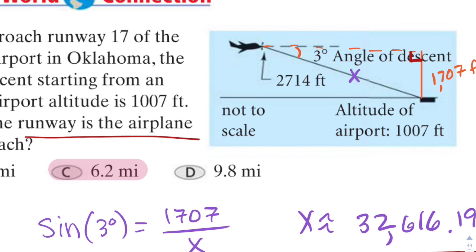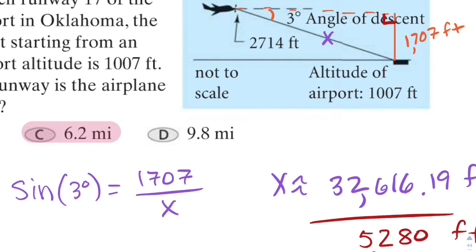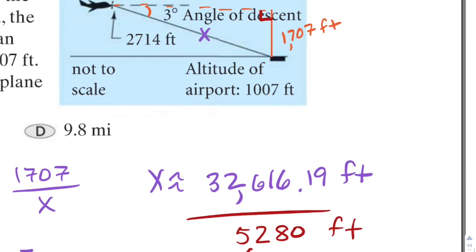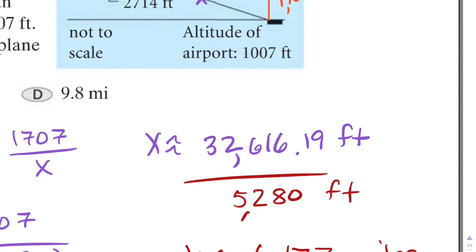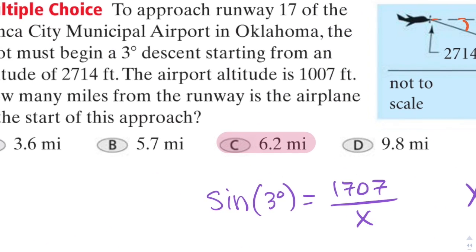So we use sine of 3 equals opposite over hypotenuse, 1707 over x, and then we solved and we got 32,616 feet, and then we divide that by 5,280 feet because there are 5,280 feet in 1 mile, and we got 6.177 miles, so about 6.2 miles.